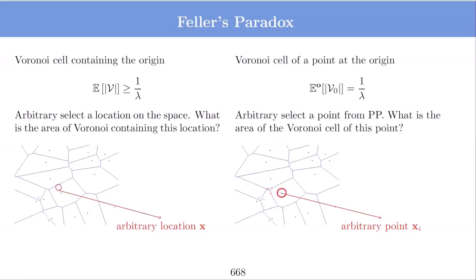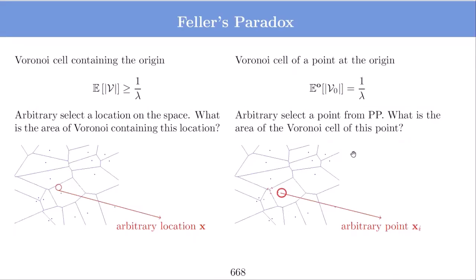In stochastic geometry, we see a very interesting phenomenon known as the Feller paradox, which says that the Voronoi cell of a random location is bigger than the cell of a typical point. So what does it tell? Formally, let us understand this. Suppose there is some point process. These are the Voronoi cells of that point process.